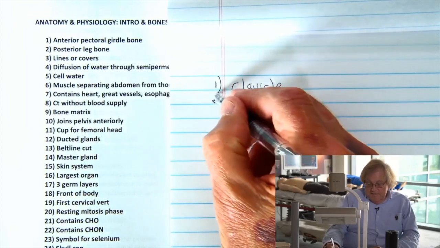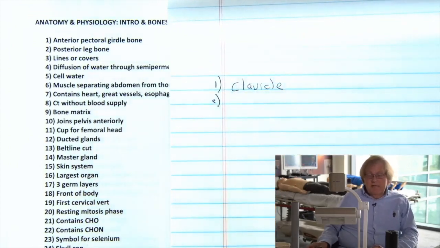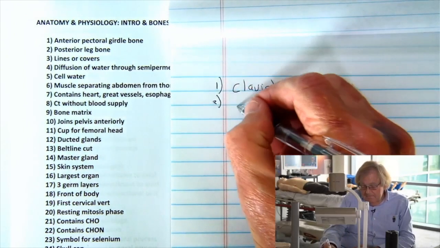Question number 2 asks for the posterior leg bone. Remember, posterior is the back of the body. So the posterior leg bone is going to be the fibula.